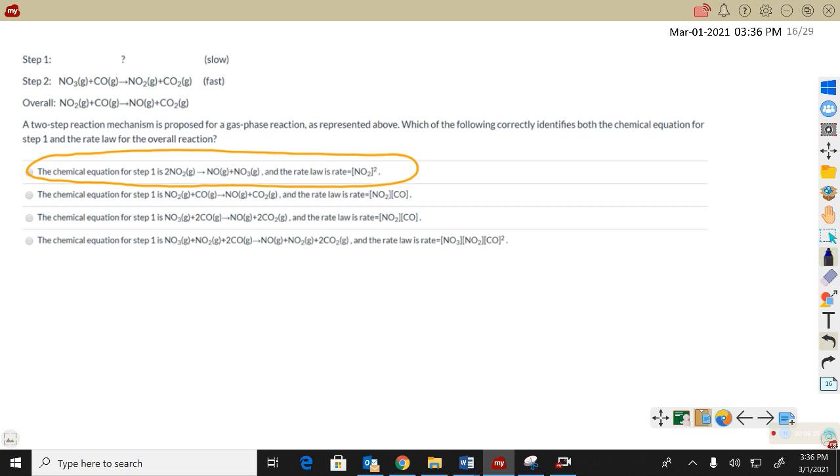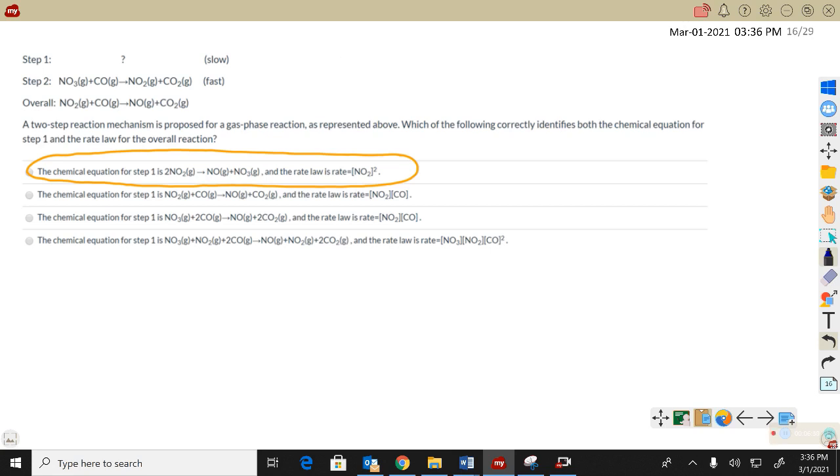You can look at the 4 proposals for step 1, and if I plug them in there and compare them with step 2, cancel anything that's the same on both sides, cancel out my intermediates and my catalysts, which would simplify to the desired balanced equation.